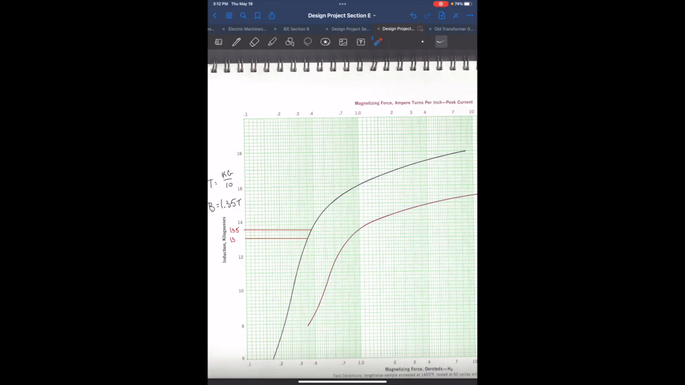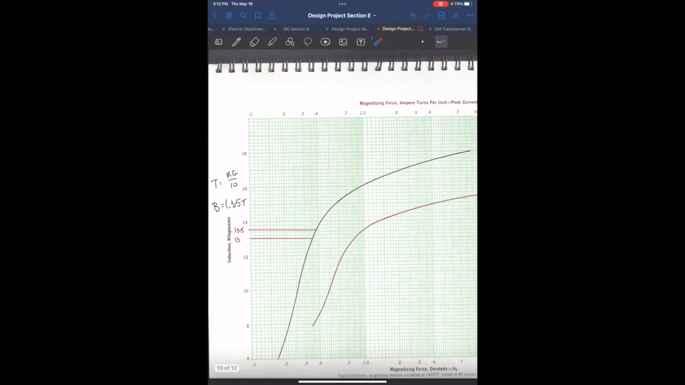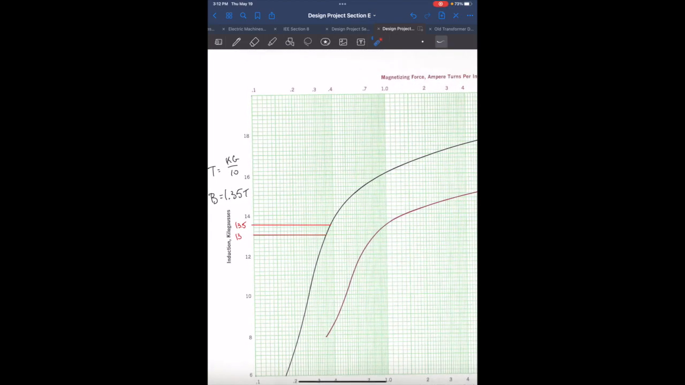Here we have the magnetizing force, and here we have essentially the flux density, B. They put it in units of kilogauss, but it's an easy conversion to go from kilogauss to Tesla. 1 Tesla is just your kilogauss divided by 10. So for example, if I have 13.5 kilogauss, that's the equivalent of 1.35 Tesla. You just divide by 10. And we're going to choose the flux density to be 1.35 Tesla, which corresponds to 13.5 kilogauss.